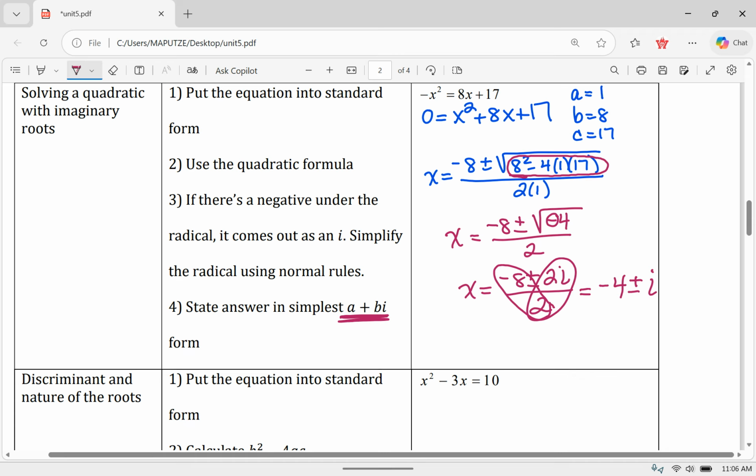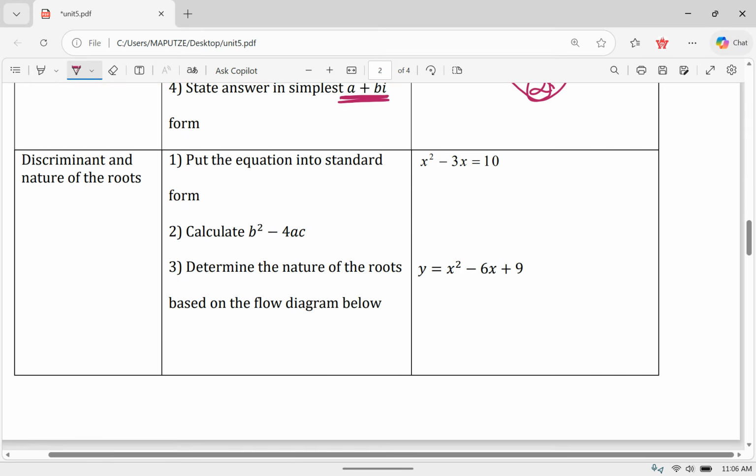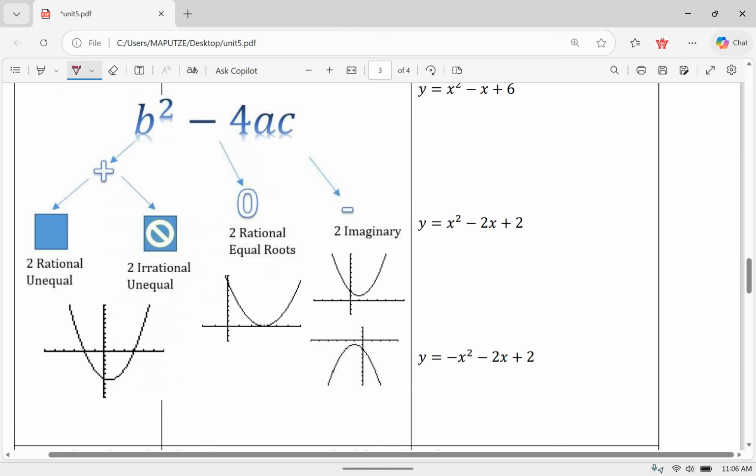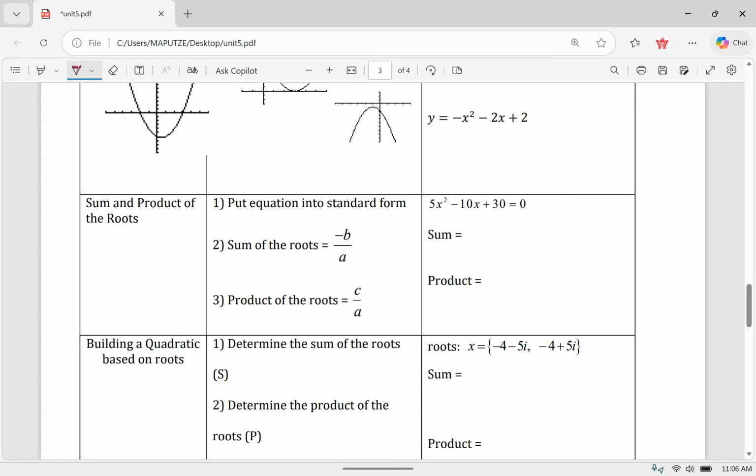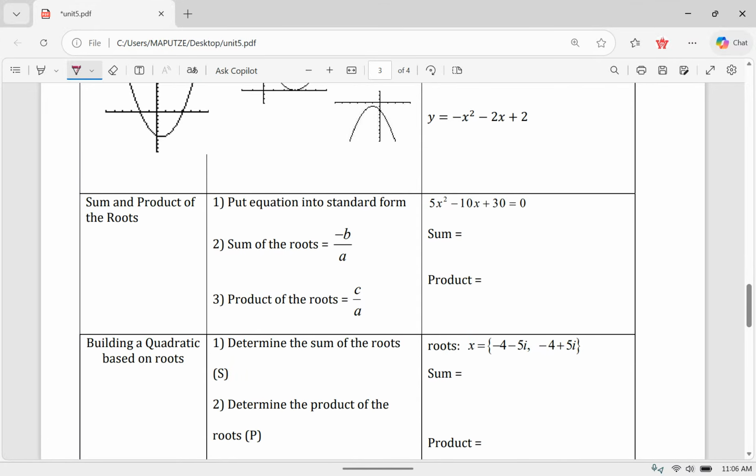Okay, let's jump over to the next page. Let's talk about sum and product of the roots. If you're given a quadratic and they ask you what the sum and product of the roots are, instead of you having to physically solve the quadratic and then add the roots together and multiply the roots together, that's a whole lot of work. Instead, if we know these two formulas, we can just look at the equation.